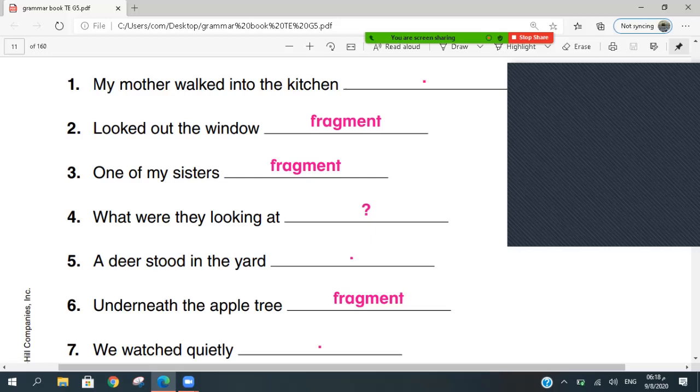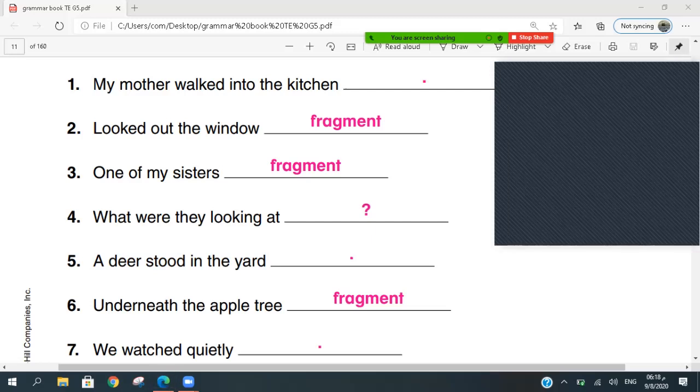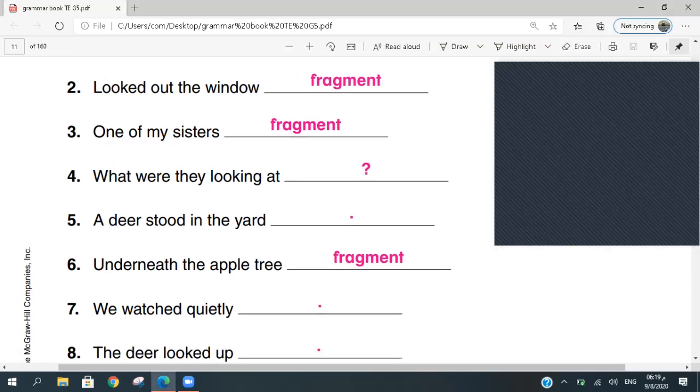Everybody, now it's clear for you? That's clear. Okay, great. So let's continue. 7, 8. Dania, can you try number 8? Yes, teacher. Sama, can you try number 8, please? The deer looked up. Fragment. The deer looked up. The deer went out. I have a subject and a verb.